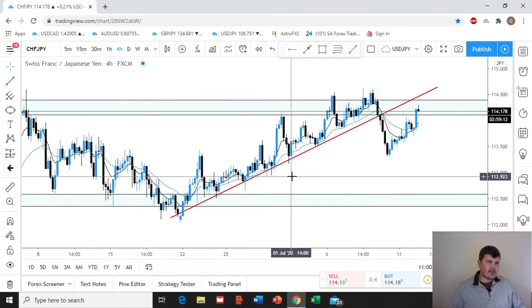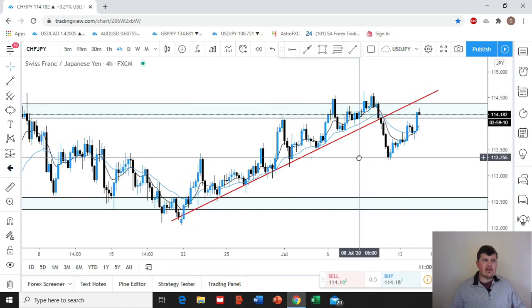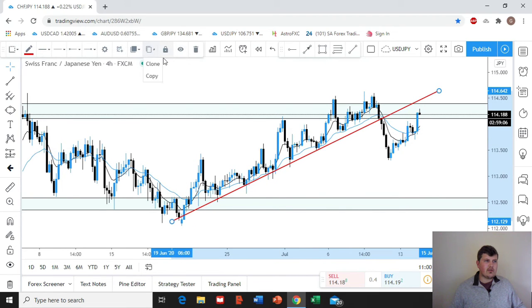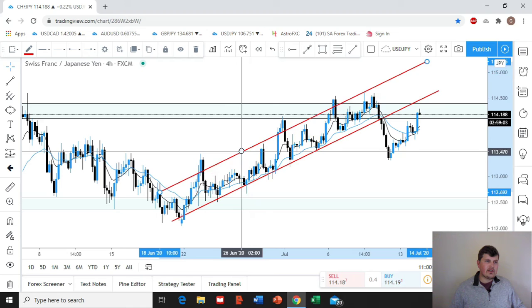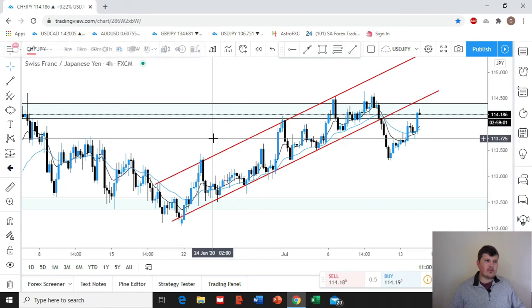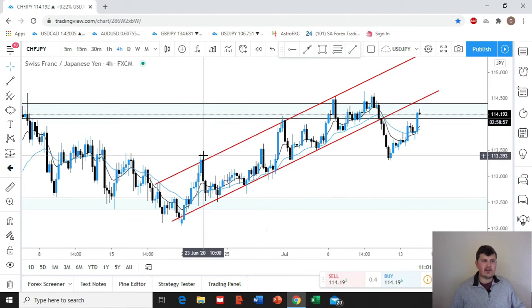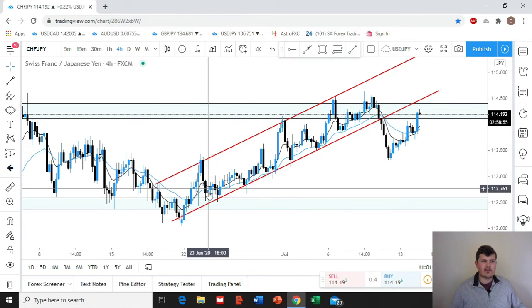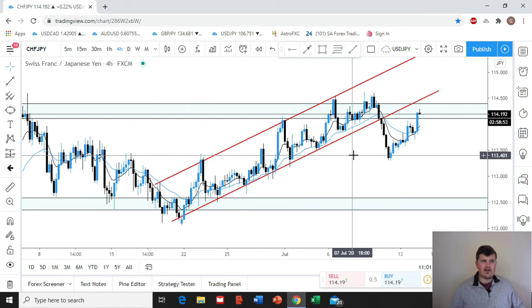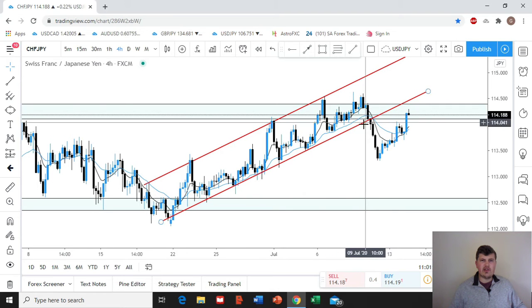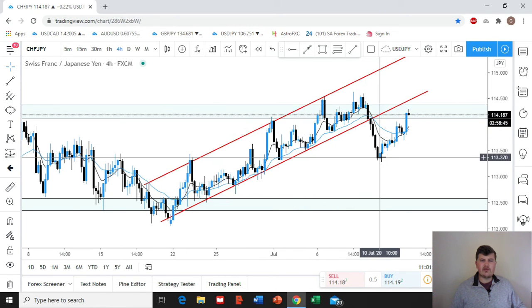So this is a decent trend line, and you can even clone it, make a clone and try and fit it to the top. And this is a bullish channel, because it's making higher highs, higher highs, higher highs, higher lows, higher lows, higher lows. As you can see here, it breached the bottom of the channel, and it's an aggressive move to the downside.